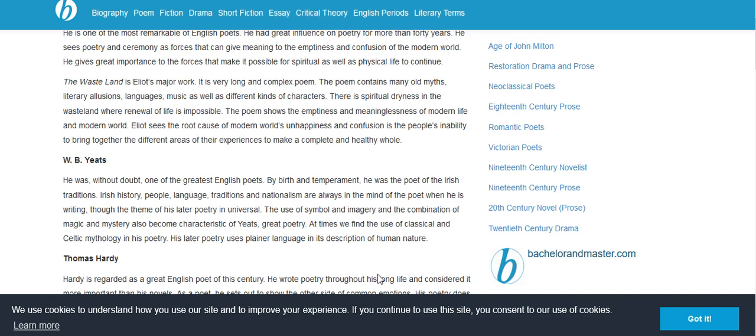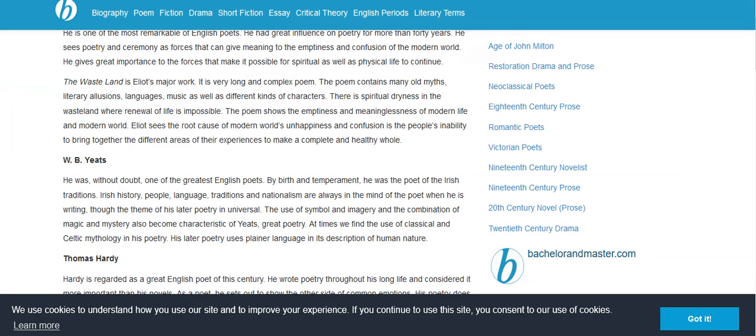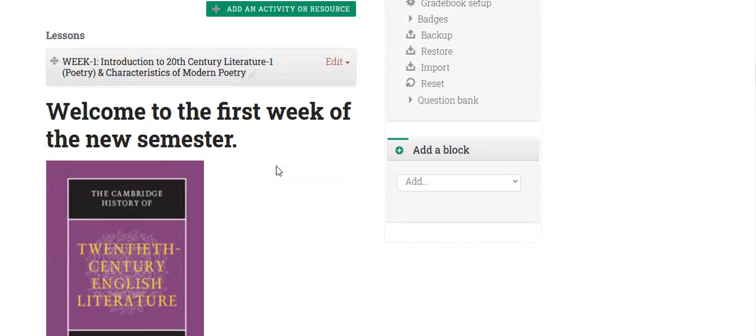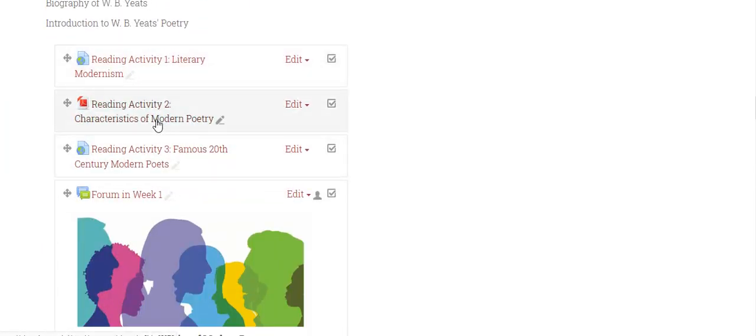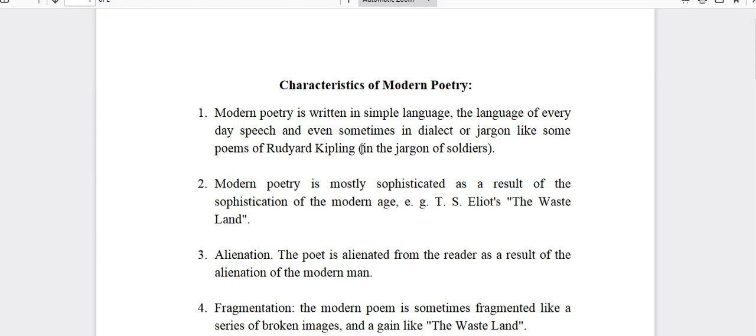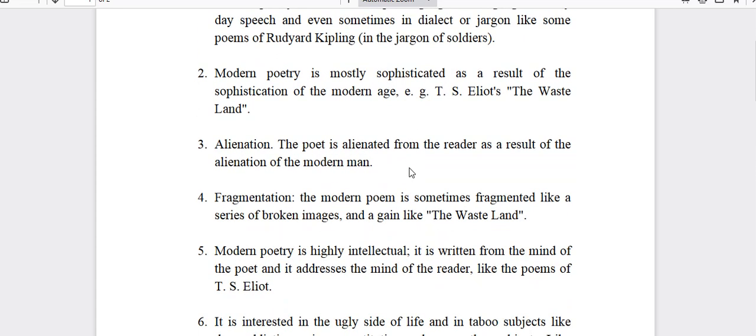So now we are going to learn about the characteristics of modern poetry. Modern poetry is written in simple language, the language of everyday speech, and even sometimes in dialect or jargon, like some poems of Rudyard Kipling in the jargon of soldiers. Modern poetry is mostly sophisticated as a result of the sophistication of the modern age, for example, T.S. Eliot's The Waste Land.